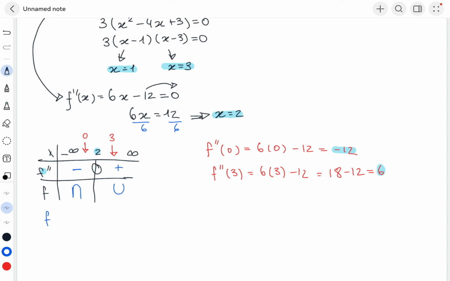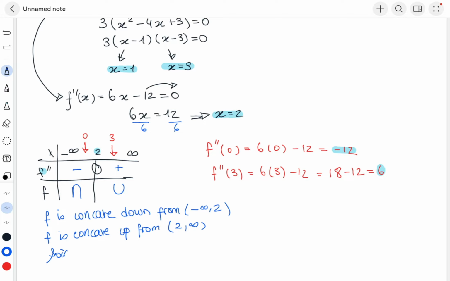Now we write f is concave down from the interval negative infinity to 2, and f is concave up from 2 to infinity. And now we have a point of inflection at x equals 2.